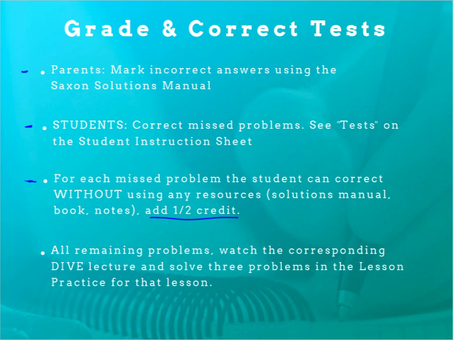That's a very standard thing to do. College professors do that. This also encourages the student to show their work, because if they can tell where their mistake is, they can usually correct it. Now, for the remaining problems that you weren't able to correct, then watch the corresponding dive lecture, solve 3 or 4 problems in the lesson practice for that lesson.